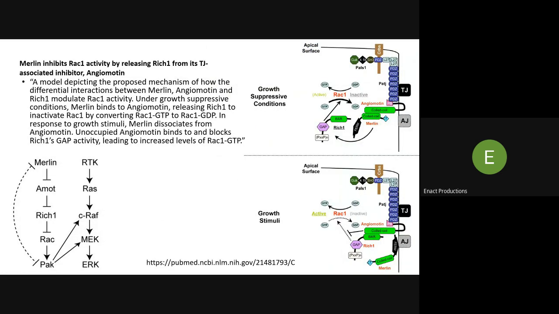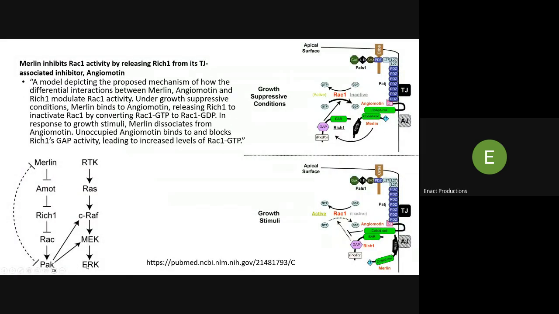Okay, so going back to this, hopefully this now makes a little bit more sense in context. On the left, we see that Merlin is needed for these other things. It's needed for the angiomotin, for the Rich1, and without Merlin, you're not co-locating these things in the right place. And without that, you're never able to turn RAC off. Then you just follow this cascade on the bottom left. Without RAC turning off, PAK is out of control, MEK is out of control, and ERK is out of control. You have tumor and cell growth.